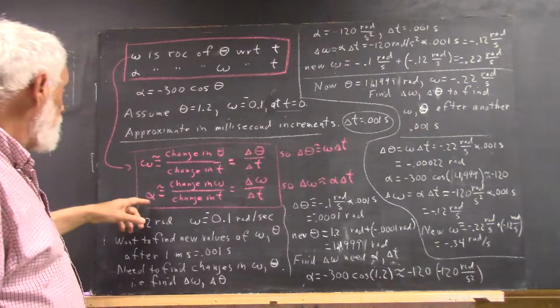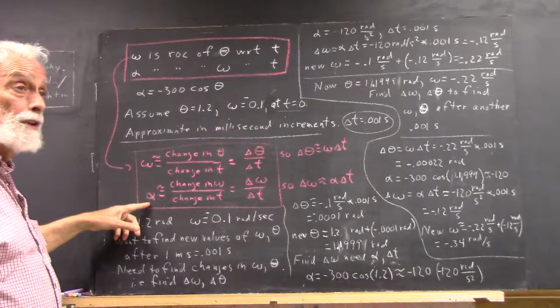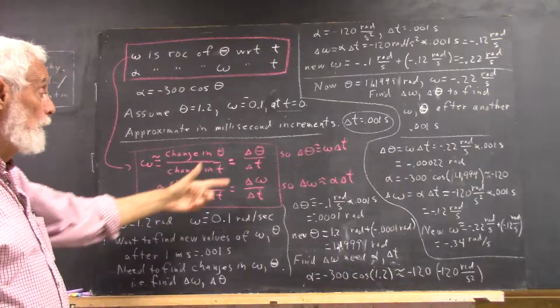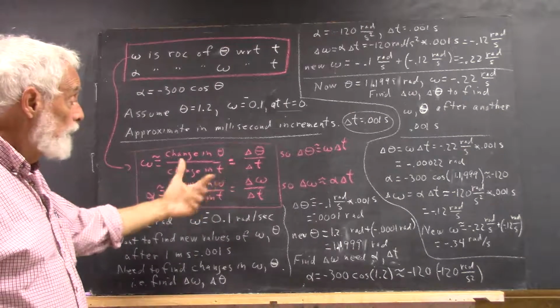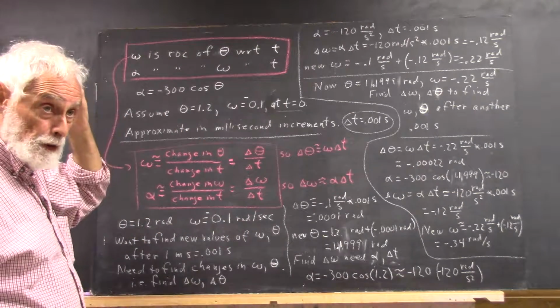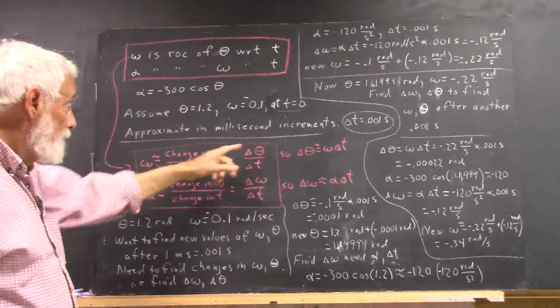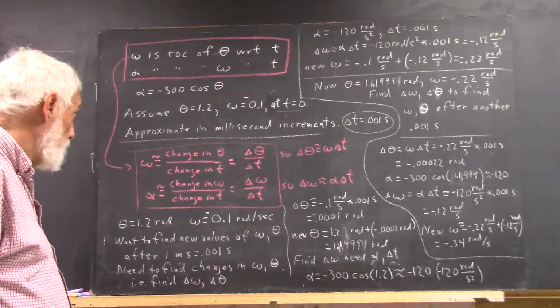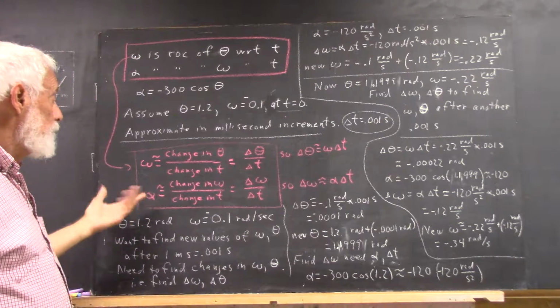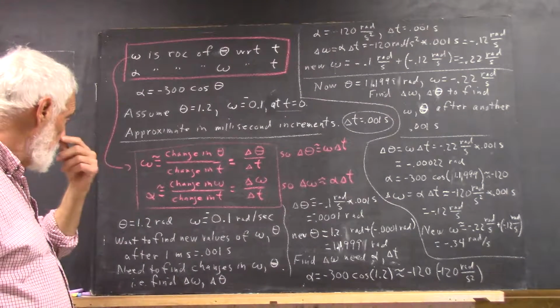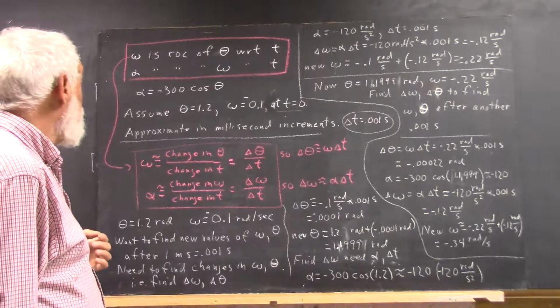Okay. And angular acceleration is the rate of change of omega with respect to t. Just like acceleration is delta v over delta t, we're going to call this delta omega over delta t, omega being the rate of change of theta. So the approximate value of alpha is change in omega over change in t.